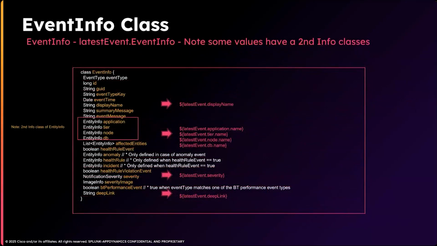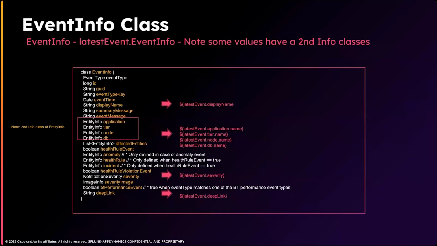So let's get into some of the info classes. This is the info class called event info, and this is the one that was connected to latestEvent. The one thing I want to point out here is what I have circled, entity info application. This info class actually has another info class for certain variables in there, and those are the ones I have the square around. So application is of type entity info, and it's going to be things like name and ID, and there's a string in there. The same with tier and node and database.